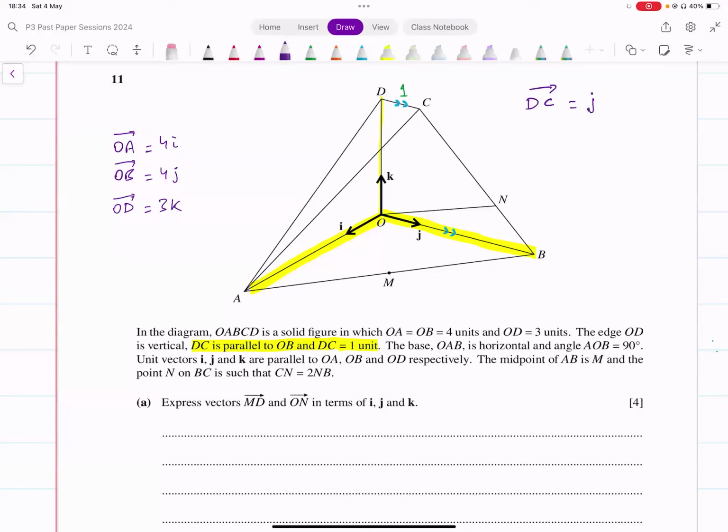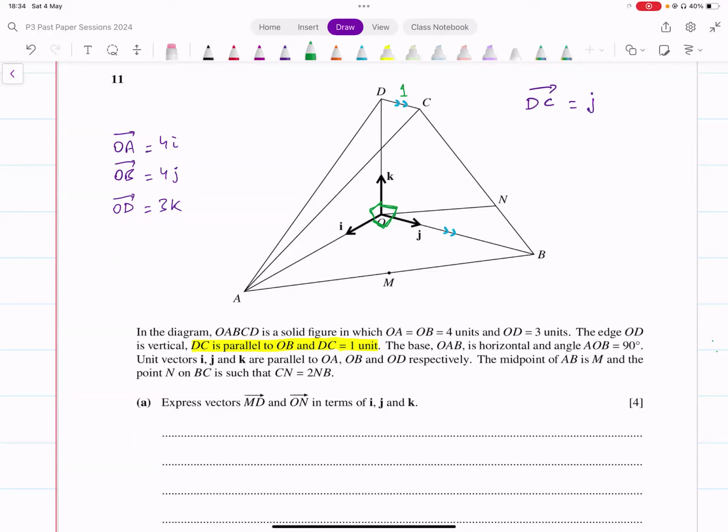Now, the base OAB is horizontal. So this base is horizontal. OD is vertical. Keep that in mind. Angle AOB is 90 degrees. So this angle is also 90. Now this angle is 90, and remember, OD is vertical. So the angle of OD with OA will be 90. Angle of OD with OB will also be 90. So all of these are 90 degree angles, because OD is vertical and AOB is horizontal. So keep that in mind.